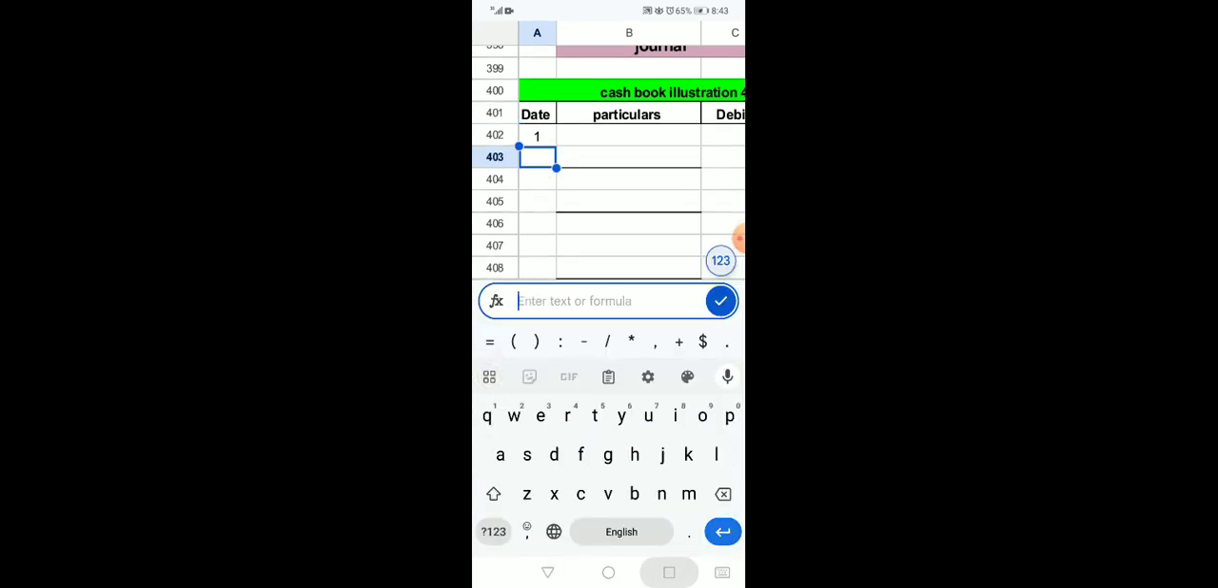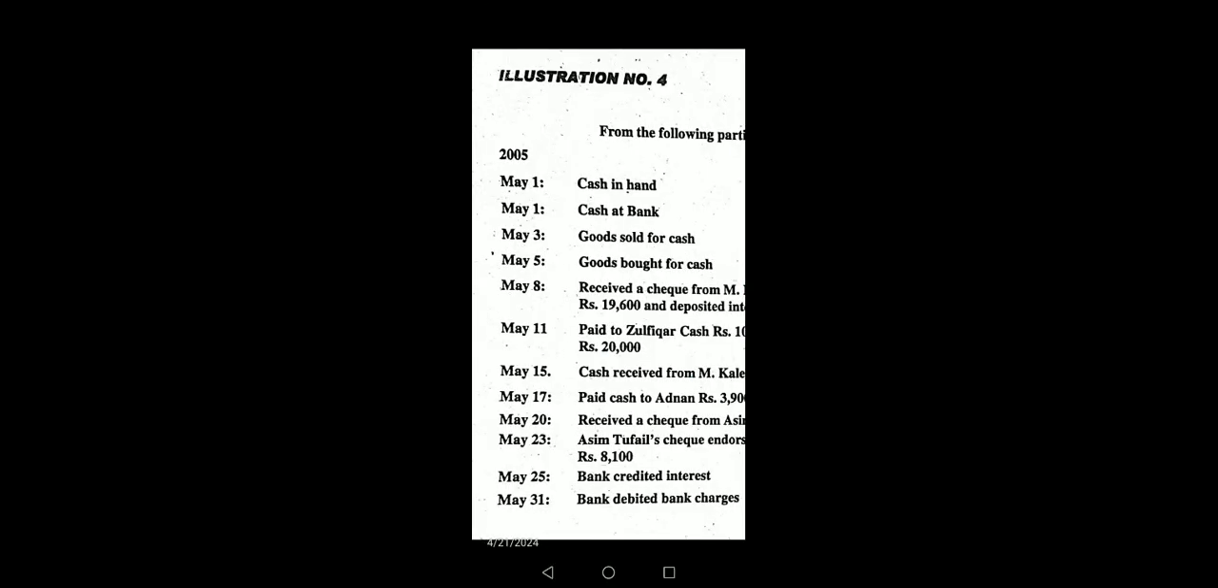And what we are doing on May 1 is, he is just mentioning that we do have cash. This is cash in hand. What does that mean? You are not paying this cash to anyone. You are not receiving this cash from anyone. Cash is not going out. Cash is not coming in. He is just informing that we have cash.